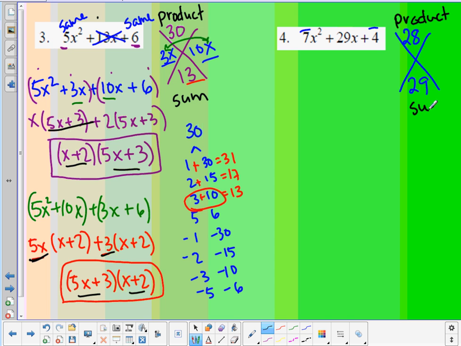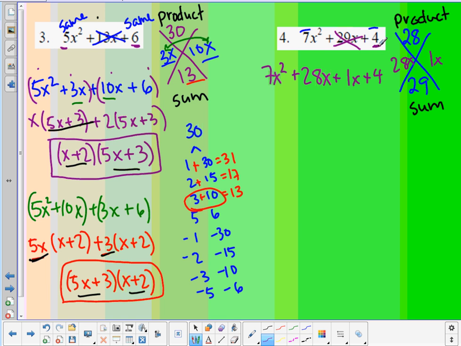Here's my sum. All right, so to get a product of 28 and a sum of 29, my best two options are 28 and 1. And you could go through and list all of your choices, but that's going to be the best one. So I have, again, split that 29, get rid of it in the middle, and put 28x plus 1x in its spot. 7x squared stays the same. Then I have plus 28x plus 1x, and 4 stays the same.